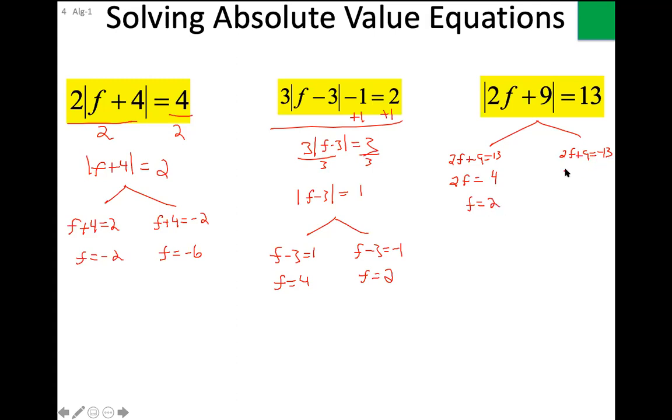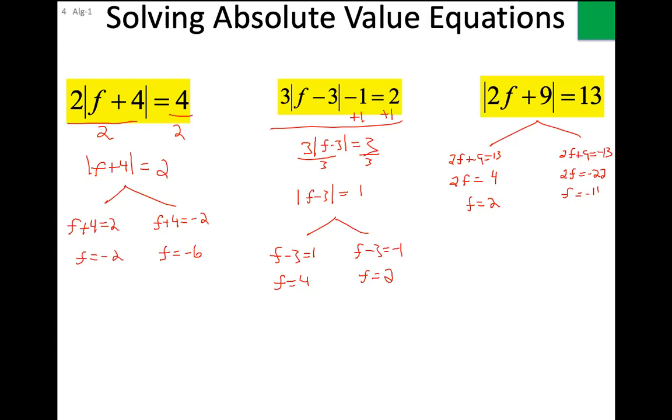Subtract 9 from both sides. So we get 2f equals -22. I just subtracted 9 from both sides. Divide both sides by 2, and we get f is equal to -11. Watch, 2 times -11 is -22. -22 plus 9 is -13. The absolute value of -13 is 13. 2 times 2 is 4, plus 9 is 13, absolute value 13. They both work. All right, questions?